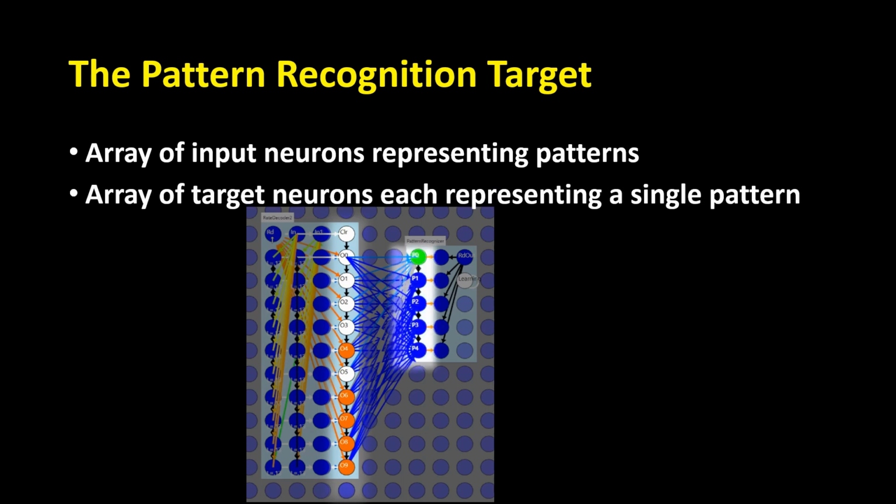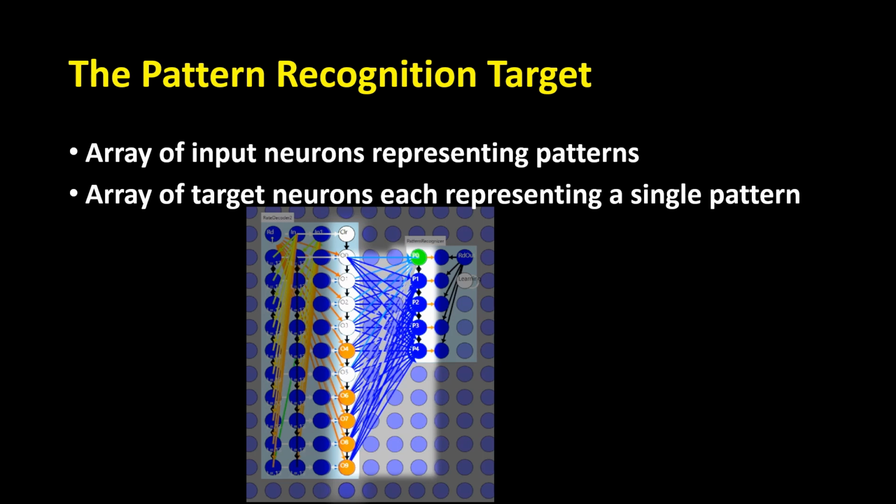Our input neurons are the outputs of the rate decoder modules we created in the previous video, but could be from any sensory input. We have a number of target neurons, and we'd like each to represent an individual input pattern, which should fire when that specific input pattern is received, but not fire otherwise.